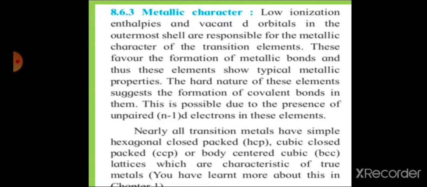Means up to chromium, the melting point and boiling point increases from scandium to chromium. After chromium, the number of unpaired electrons goes on decreasing due to pairing of electrons. Hence, metallic character, melting point and boiling point decrease from manganese to copper.